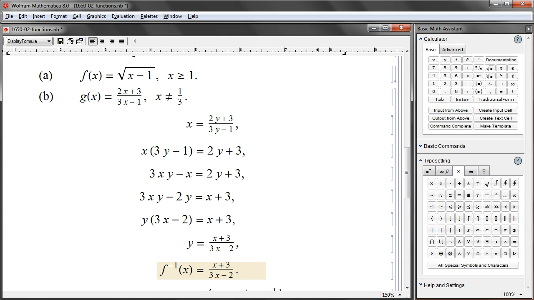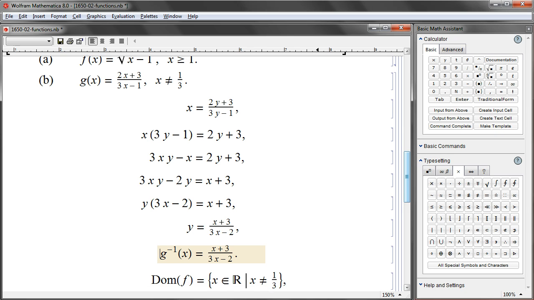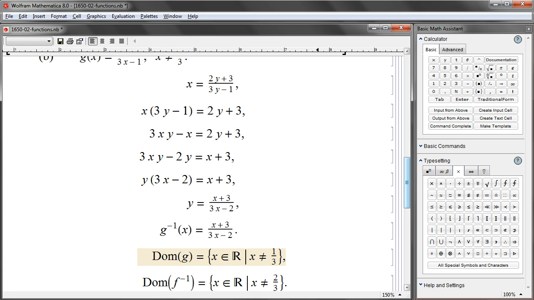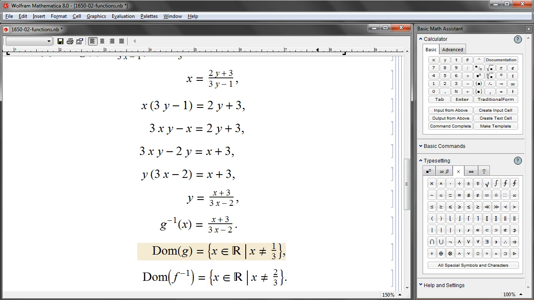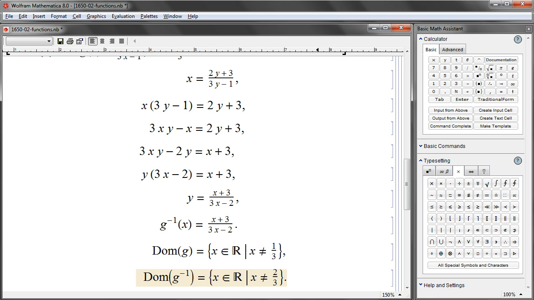One more thing, one more comment. The domain of the original function was x not equal to 1/3, because that's when the denominator becomes 0. The domain of this inverse function will be everything except x equals 2/3, because that's when the denominator becomes 0. But then again, that happens to be the range of the original function actually. By the way, why am I using f inverse here? The original problem was given as g, so I should have used g. So domain of g is all real numbers except 1/3, which will make the denominator 0. And the domain of the inverse function is all real numbers except 2/3. That's when this denominator becomes 0.